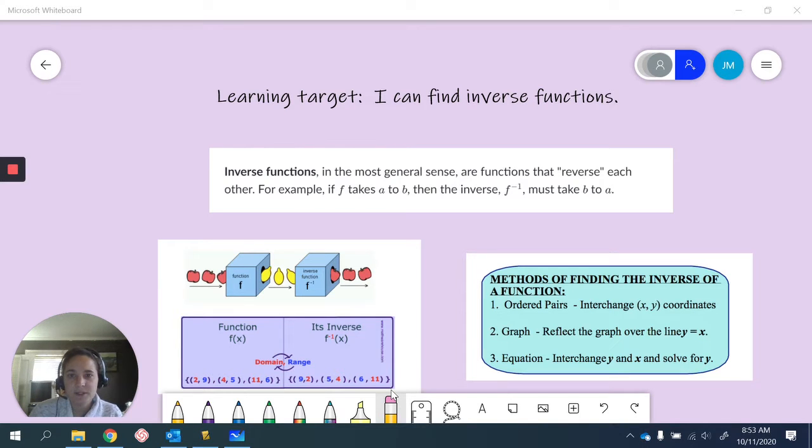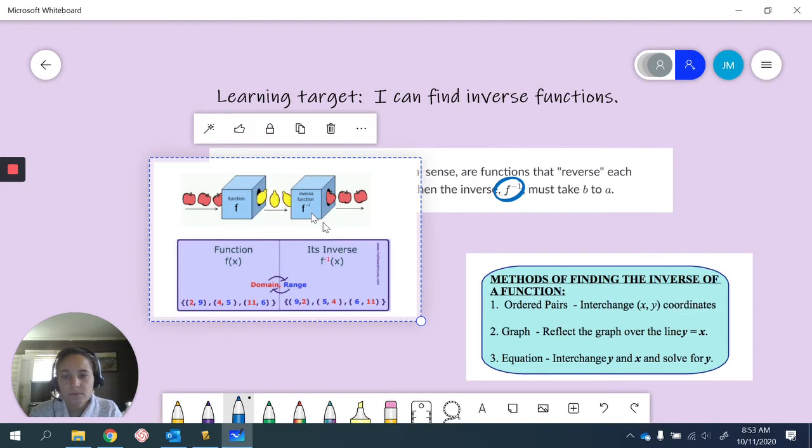Right, today we are going to find inverse functions. So here's kind of a definition. Inverse functions, in the most general sense, are functions that reverse each other. For example, if f takes a to b, then the inverse f inverse must take b to a. Notice the notation here. This is our inverse notation right here, f with that little -1 up there. That does not mean f to the power of -1, that means f inverse, all right?